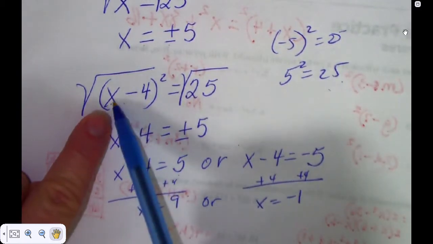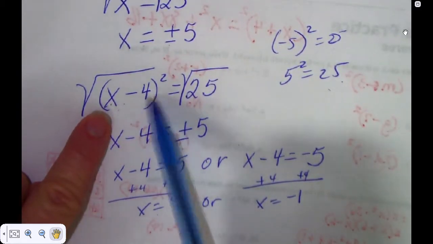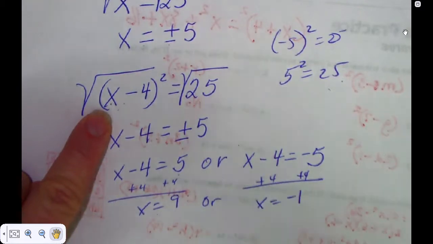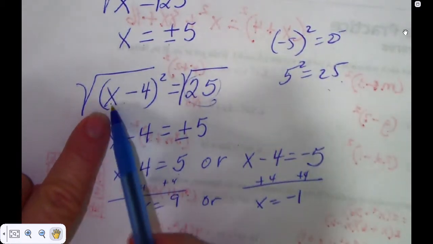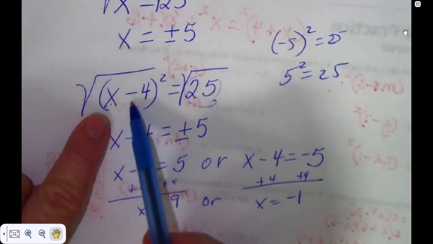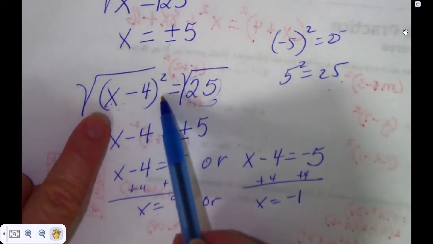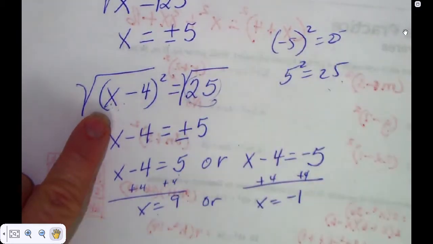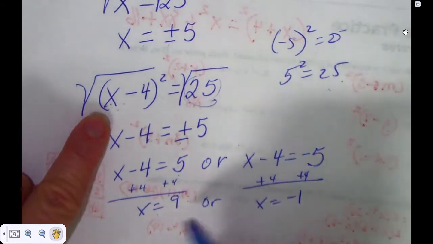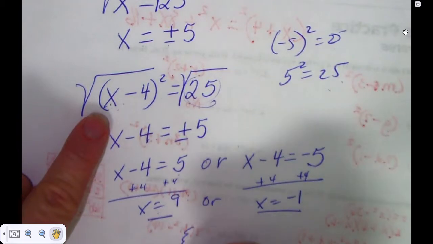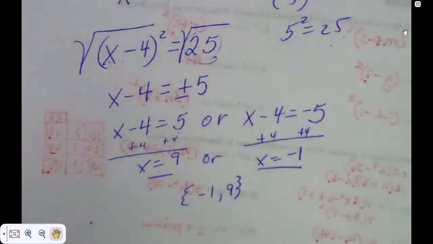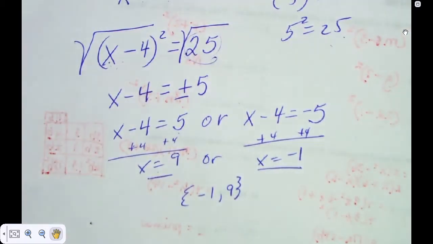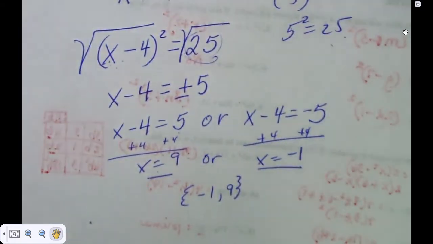So 9 in parentheses, 9 minus 4 squared gives you 25. Now, parentheses, negative 1 minus 4, close parentheses, squared, gives you 25. So there's two solutions. It's going to be negative 1, 9. Two solutions. Okay?